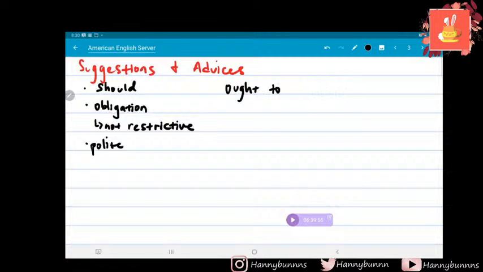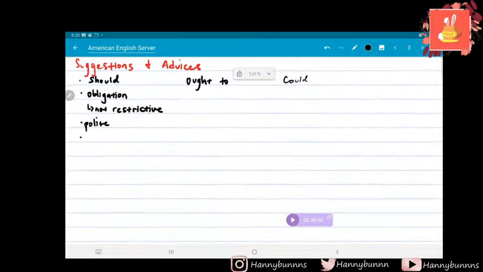Let me move could all the way over here. Okay, so polite. Could is mostly used in formal situations, but it can also be used informally. You'll see why. Ought to is more, how should I say it? You ought to go to work.